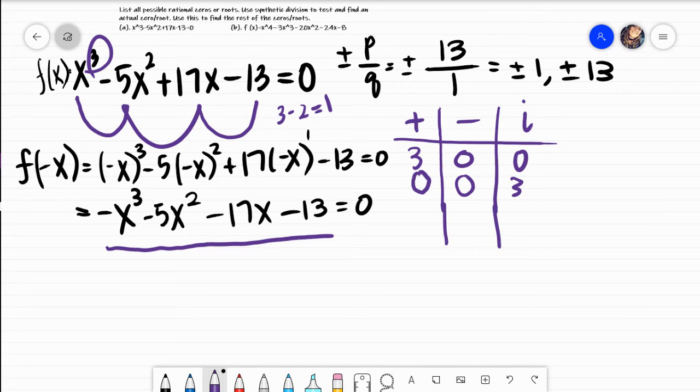So now let's look at the fact that Descartes' rule of signs says that I could also have the number of sign changes less an even integer. So I would get 1. Let's say I did have 1 positive real zero. I already know I didn't have any negative zeros. This would mean I would have 2 imaginary, right?